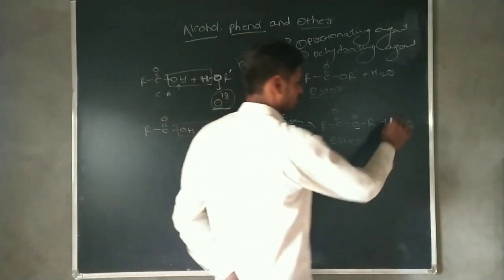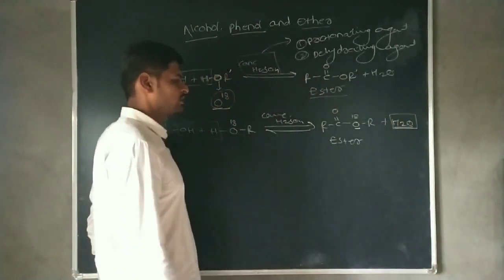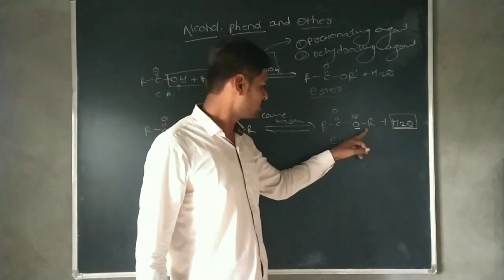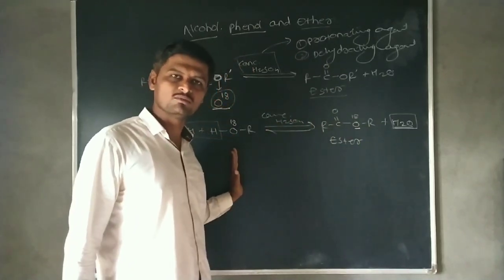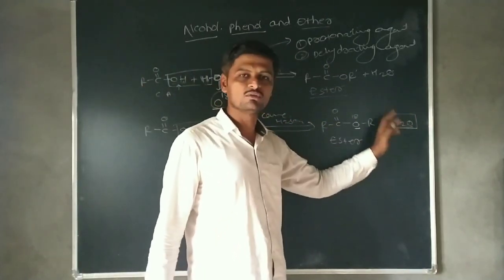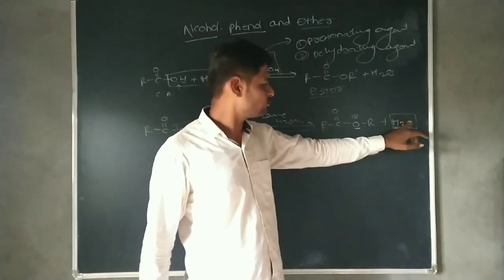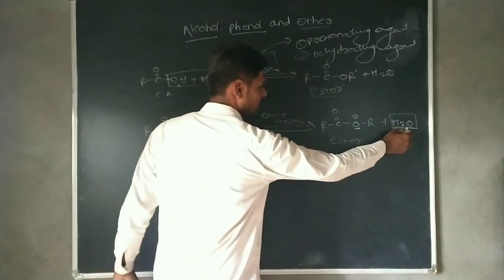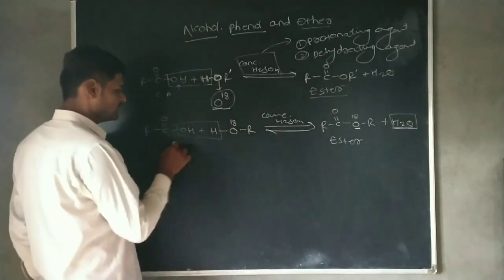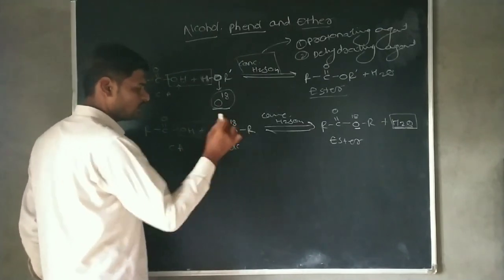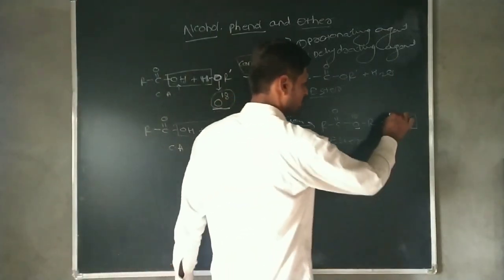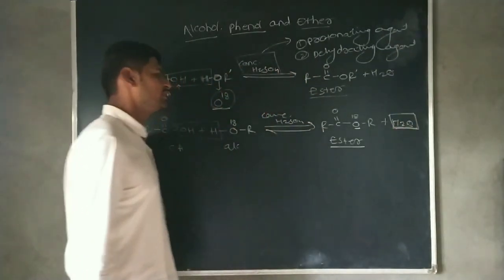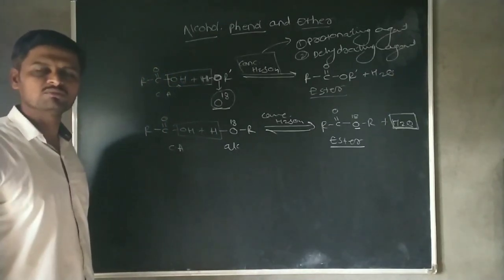For a better yield of ester, the water molecule should be eliminated. After elimination of the water molecule, the reaction does not show reversibility. But if the water molecule stays here, it combines again with the ester and the ester undergoes hydrolysis, giving the carboxylic acid as well as alcohol. Therefore, the most important point for a better yield of ester is that the water molecule should be removed from this reaction.